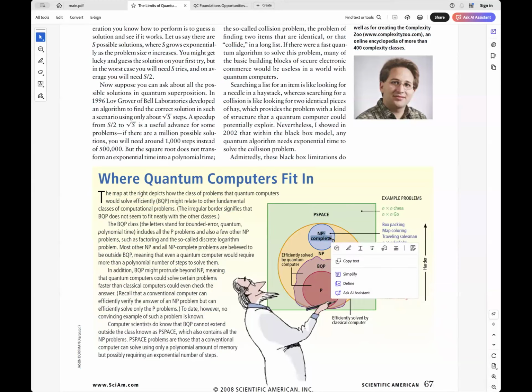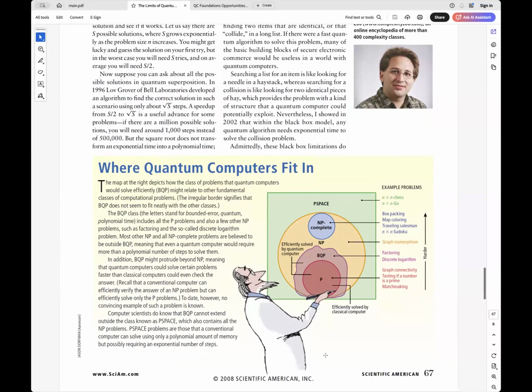And there are certain NP problems, so it's a subset of NP, like box packing, map coloring, n times n Sudoku, traveling salesman, and so forth. There's also a class PSPACE. It's also mentioned briefly in this chapter, so that you need polynomial space in your memory to solve these problems. It's a bigger class. And now where do quantum computers come into play?